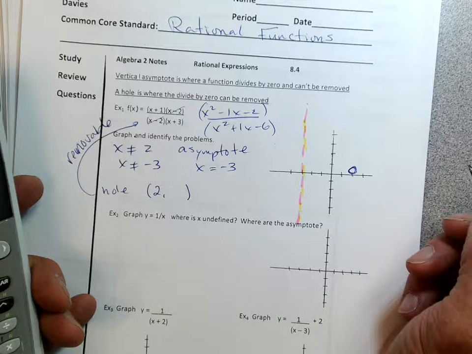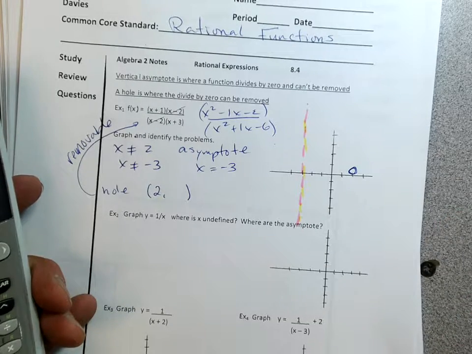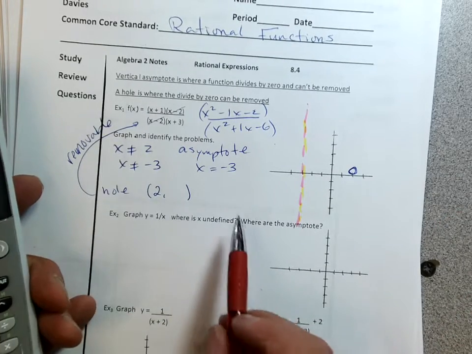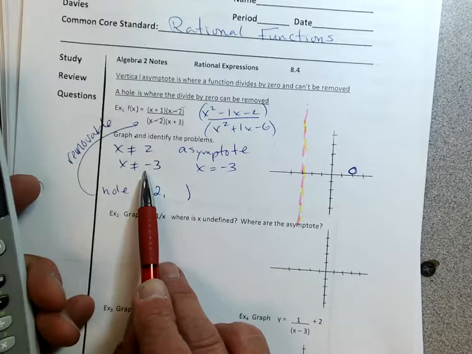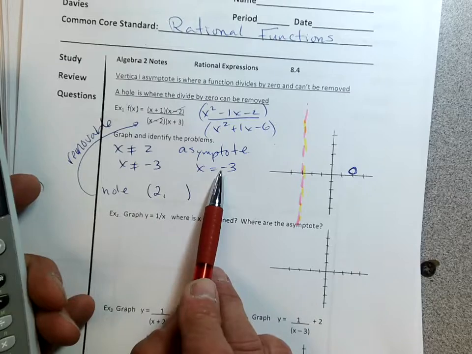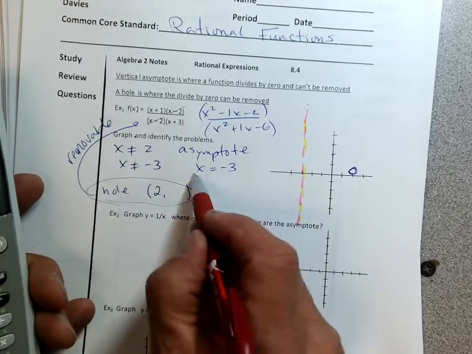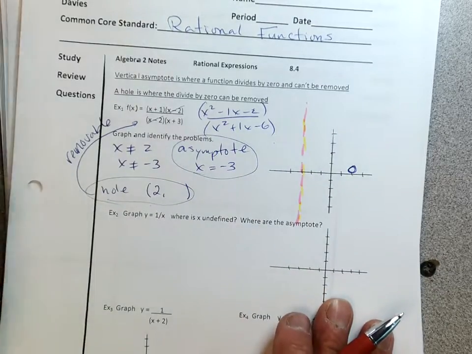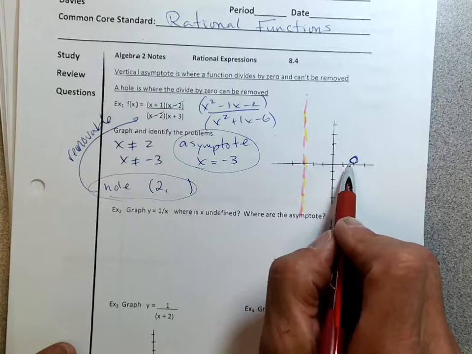Hey, Mr. Davies, how can it be a hole and an asymptote? It's not. The -3 is the asymptote and the 2 is the hole. Here's my hole, and here's my asymptote. I'll circle them. Does that help if I circle them? So here's my hole at 2 something, and here's my asymptote, -3.